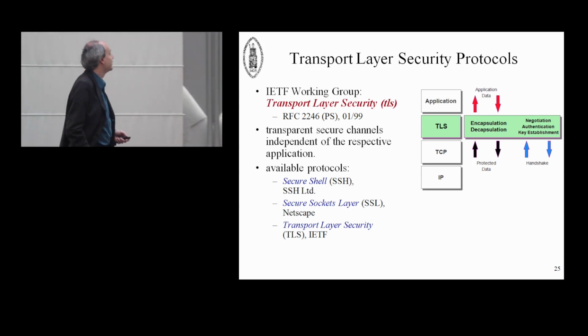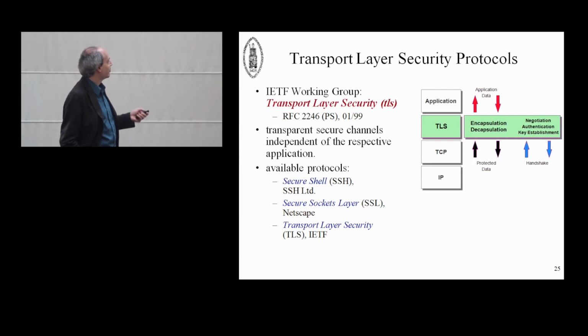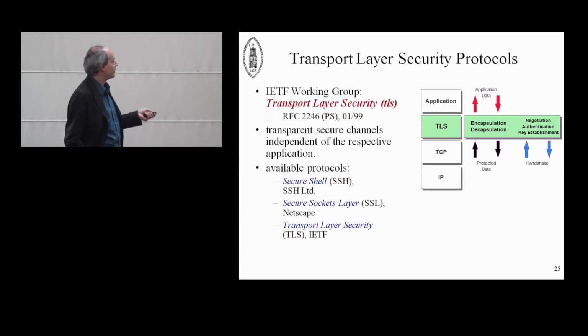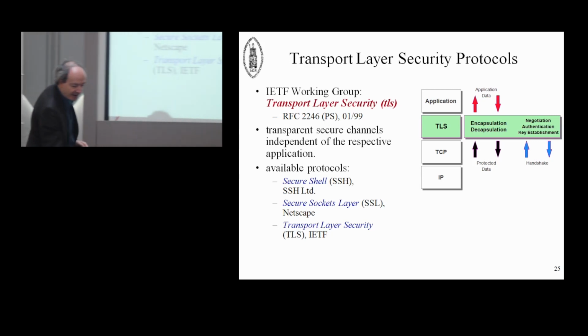The TLS working group is very old. So in the transport layer, you also have secure shell. As I explained, these are two related protocols. SSL 3.0 is almost the same as TLS 1.0. What you have is, of course, first a negotiation, authentication and key establishment, and then you have this encapsulation, decapsulation layer. This negotiation thing is very new.